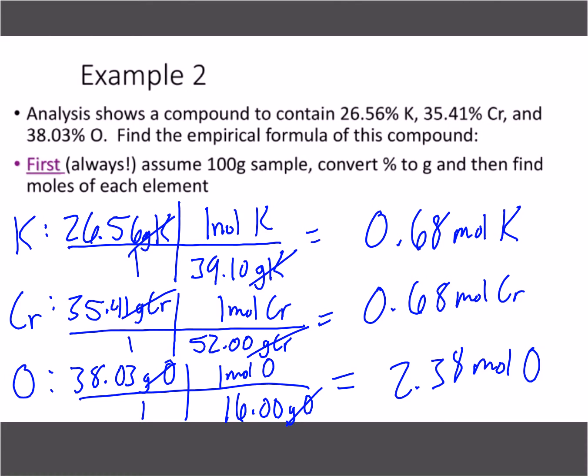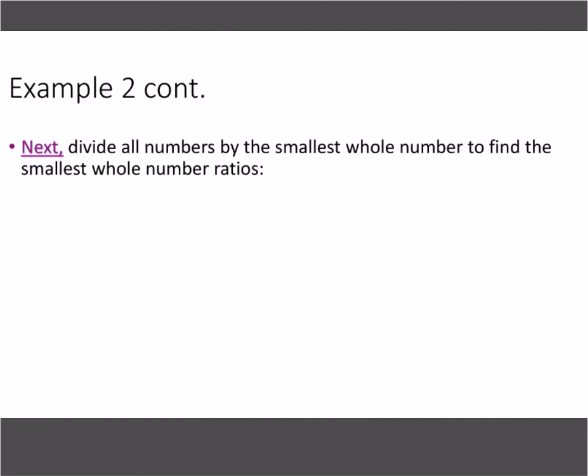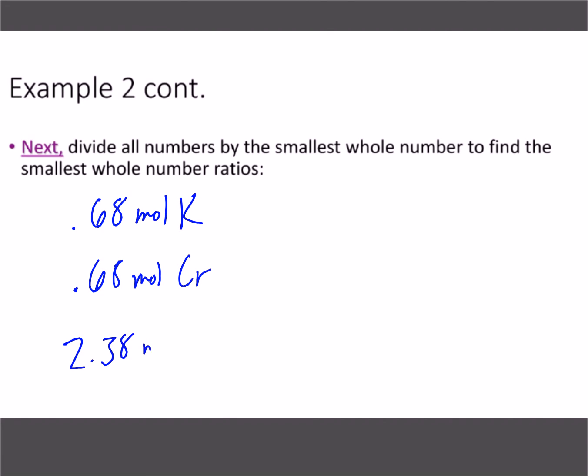When I have everything in moles, guys, and this is the step that most people forget about, what do I have to do next? You've got to find the smallest number of moles and divide all of them by the smallest. So I'm going to rewrite my results right here. I've already converted to moles. I get 0.68 moles of potassium, 0.68 moles of chromium, and 2.38 moles of oxygen.